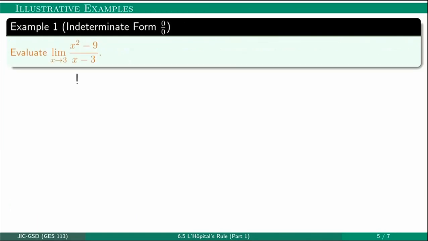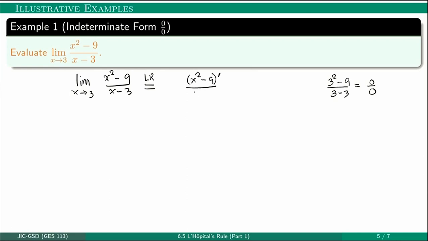So we are asked to find the limit of x squared minus 9 over x minus 3 as x approaches 3. Now, initial substitution, if you substitute the variable by x equals 3, then we will have 3 squared minus 9 over 3 minus 3. And this will give us a 0 over 0. So L'Hopital's rule says, what you do is to take the derivative of your numerator and take the derivative of your denominator. And after taking these derivatives, we will take the limit as x approaches 3.